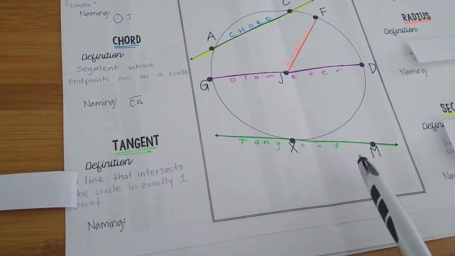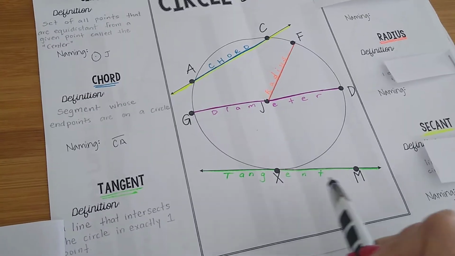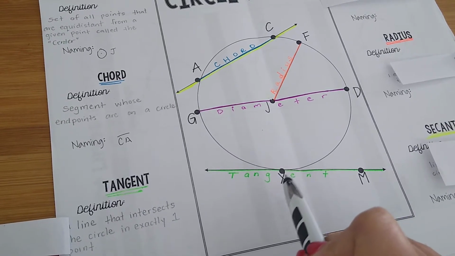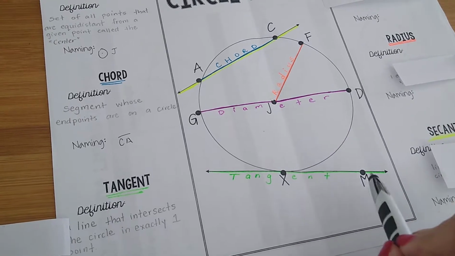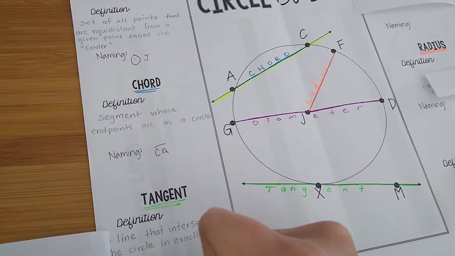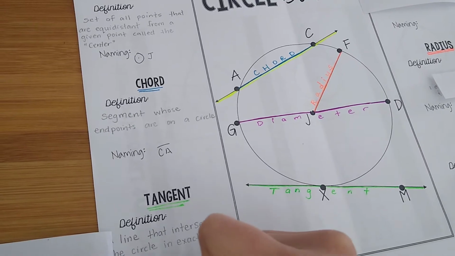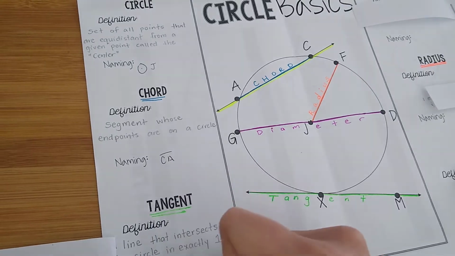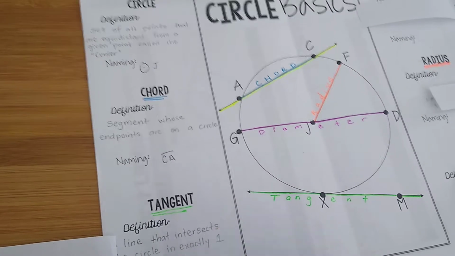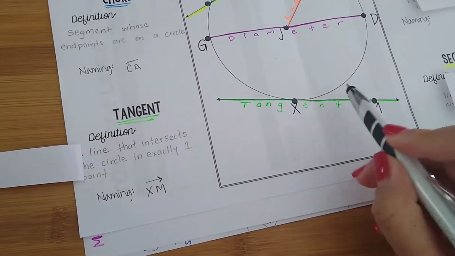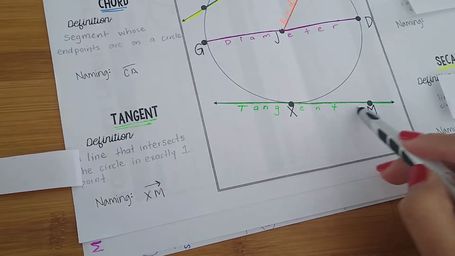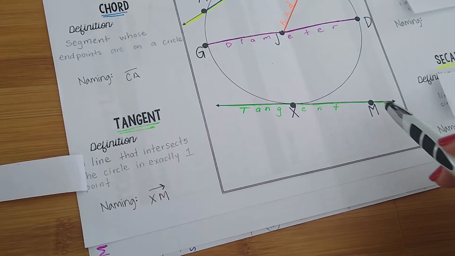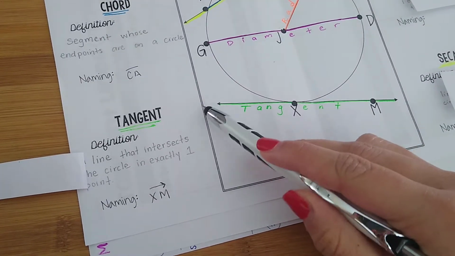So my tangent line here would be M, or actually we would call it XM. Because it's not a line segment, we're not going to label it this way, but it's a ray. It starts from here and it goes this direction. Or we could have said M going that direction.